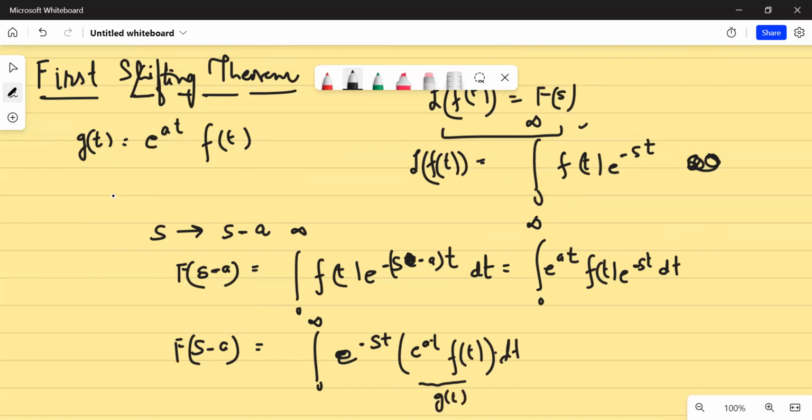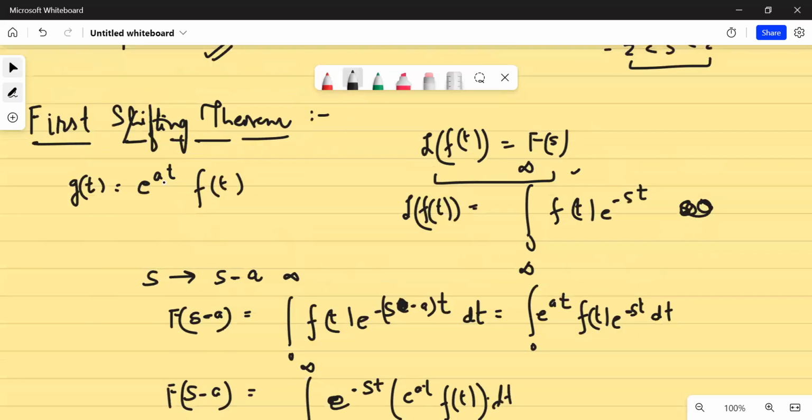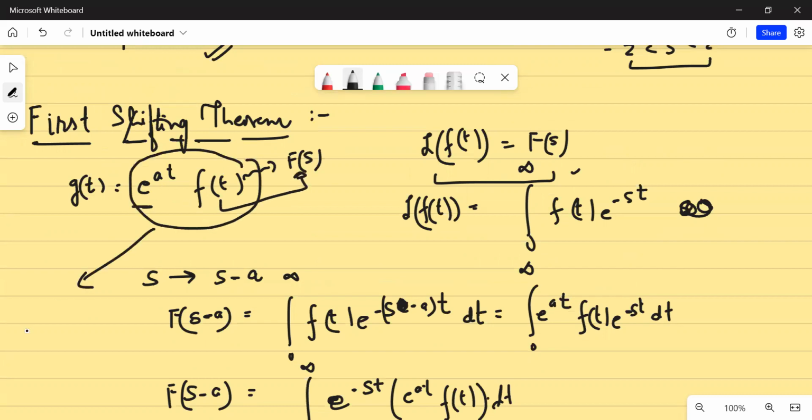So after all, what I found is that if I multiply my function by e की power at, and the Laplace transform of f is F of s, then the Laplace transform of this particular thing will be F of s minus a. Is that clear? Yes, sir. Okay, so this is called as first shifting theorem.